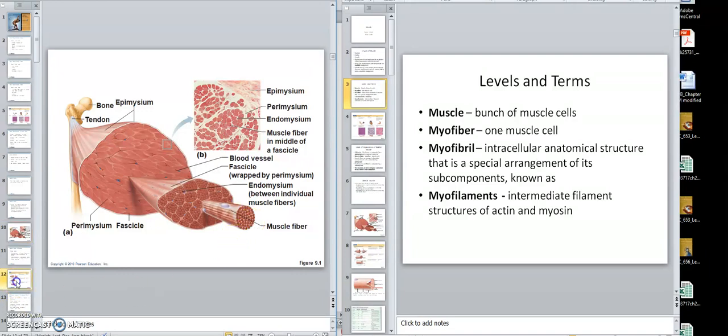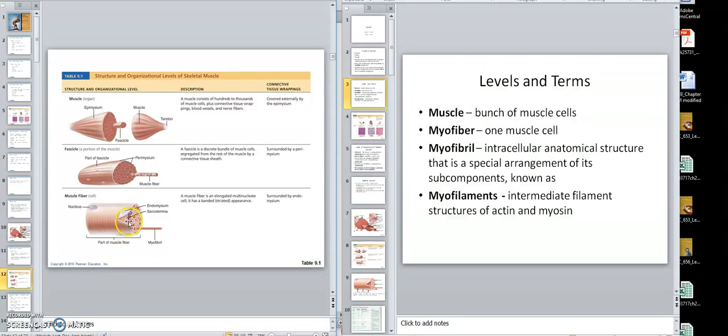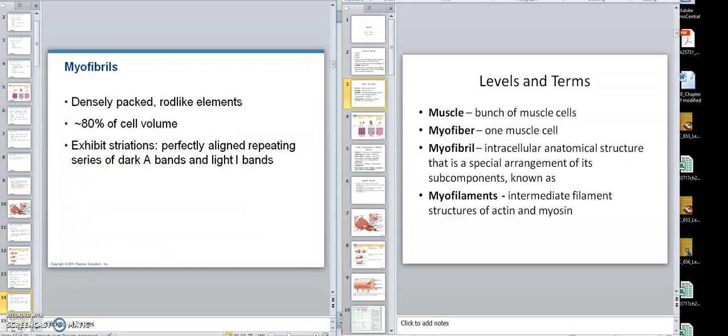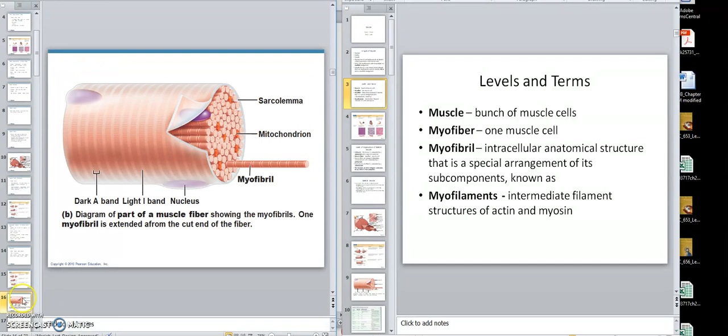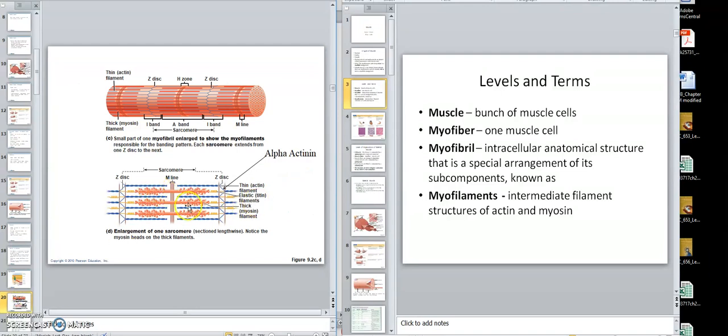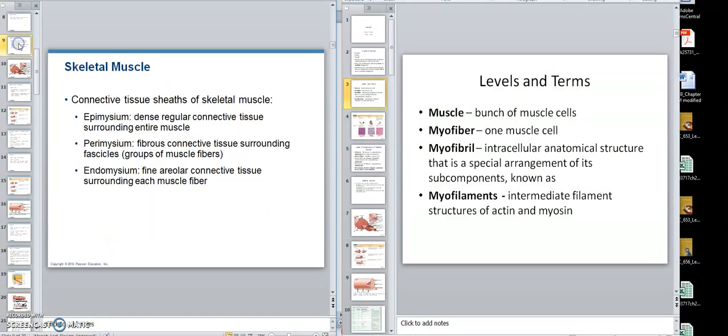They are within this. Okay, here's a myofibril right there. So here's one muscle fiber. Here's a myofibril. And what we're going to find is that inside that myofibril are going to be these things, which we're going to call myofilaments. So here's one myofibril, and these little dots are the myofilaments. We'll be coming to that. Okay, so we already did that.